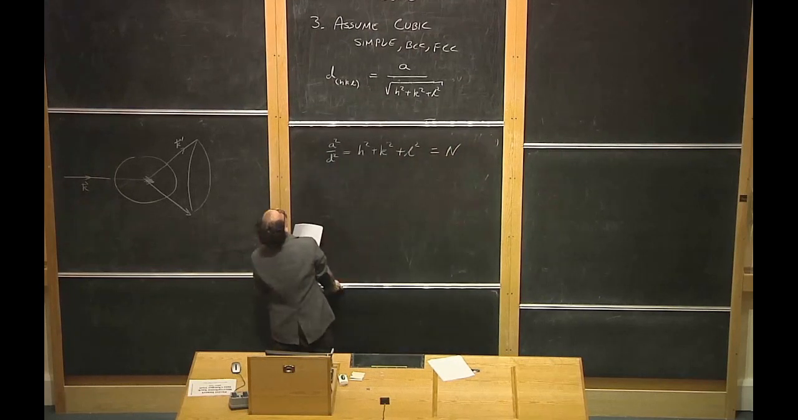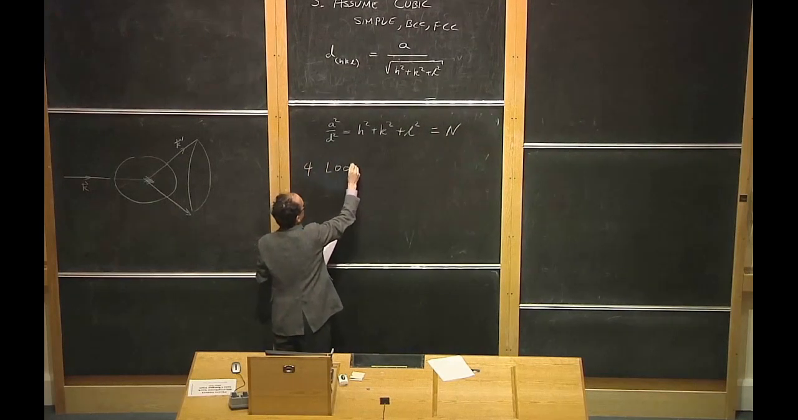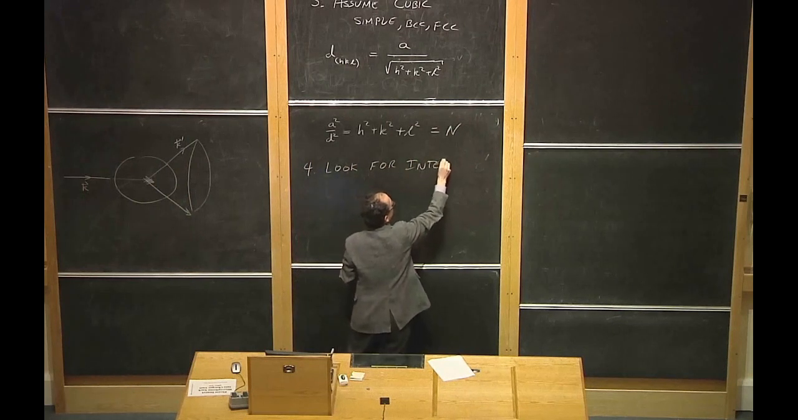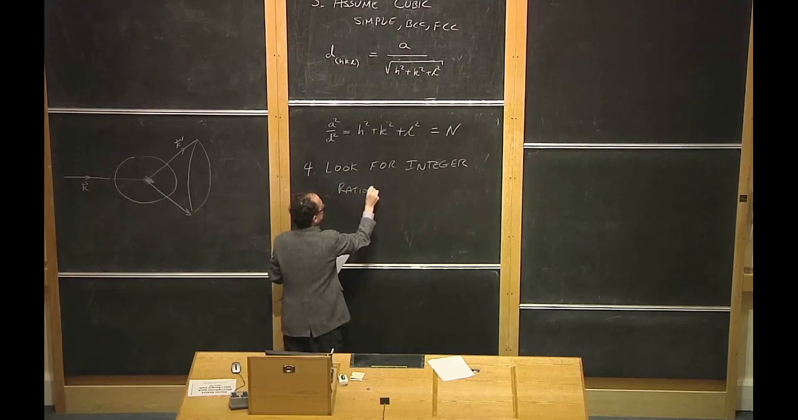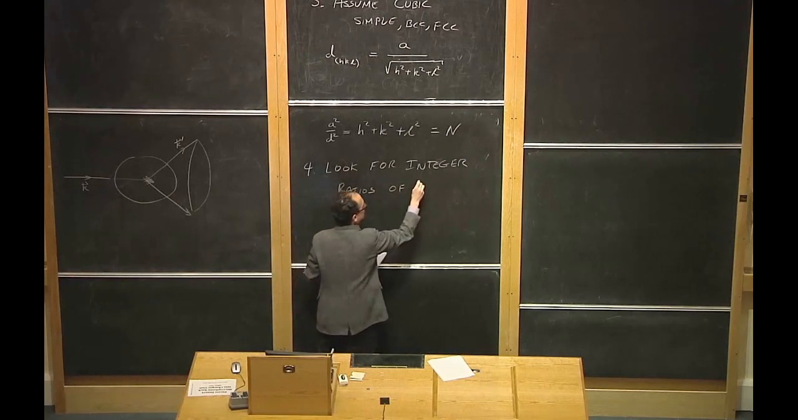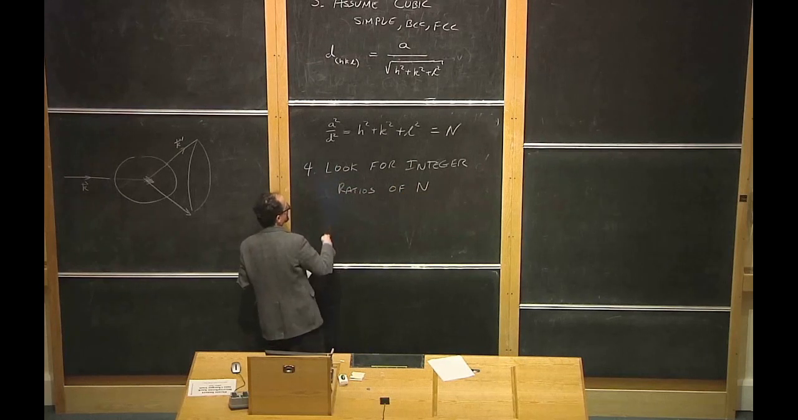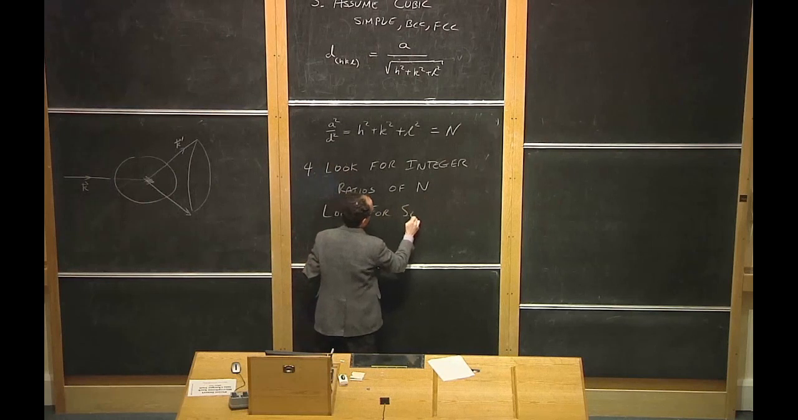And let's see what we're up to. We're up to step 4. We're going to look for integer ratios of n. And then once we have the integer ratios of n, we will look for selection rules.